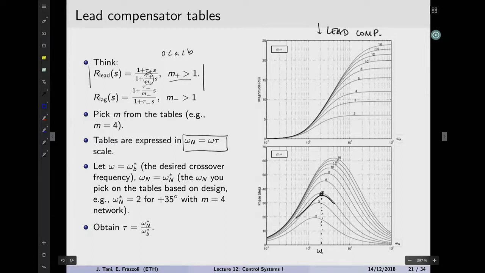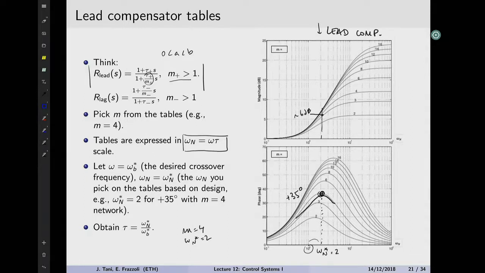So here we would have omega n star, which is the point we select because of design criteria on these tables, to be equal to 2, right? Always remember 10 to the 0 is equal to 1. The next tick is one more in the linear scale, so it's 2. So we chose m equal 4 and omega n star equal 2. This means we're adding a lead network that contributes plus 35 degrees and, unfortunately, as a side effect, roughly 6 dB to the magnitude, okay?